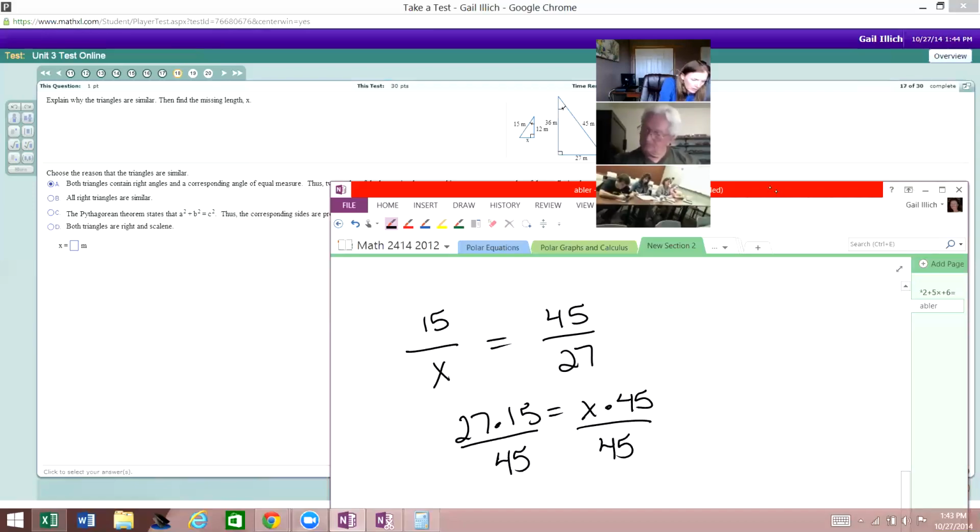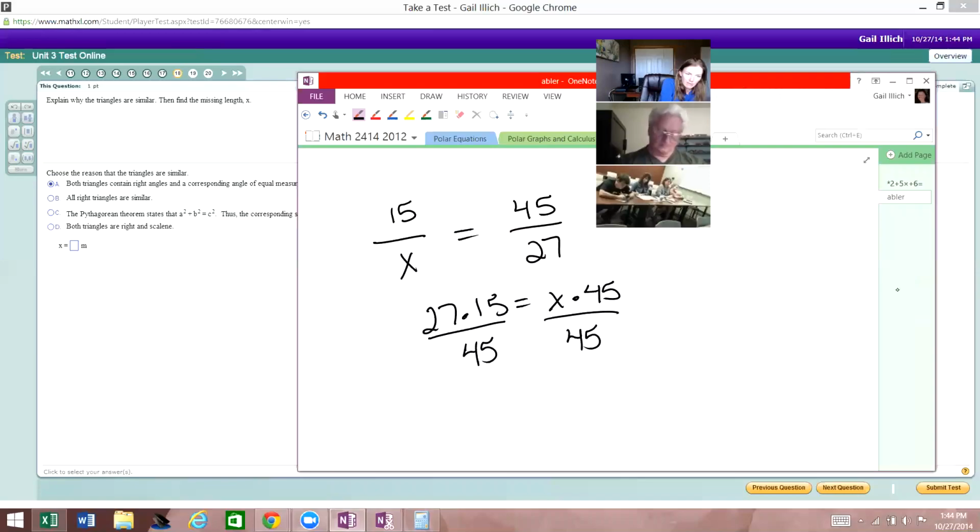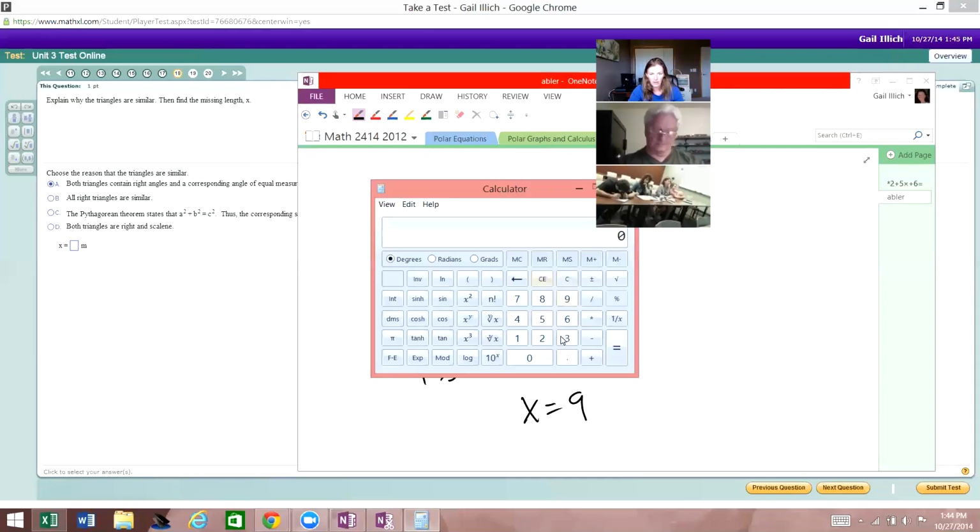You can do that with your calculator, or if you want to be fun with the math, you can do it with the math too. Just think about, for example, 15 goes into 45 3 times. So I can cancel 15 once, I cancel 45 3 times. And then 3 goes into 27 9 times, and it goes into itself once. So you should get the answer x equals 9. But you would get the same answer if you just typed 27 times 15 divided by 45. You get the same answer, 9. All right?